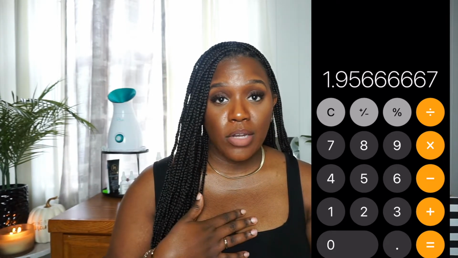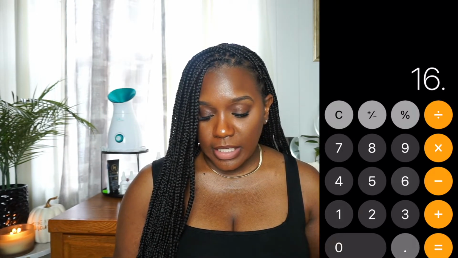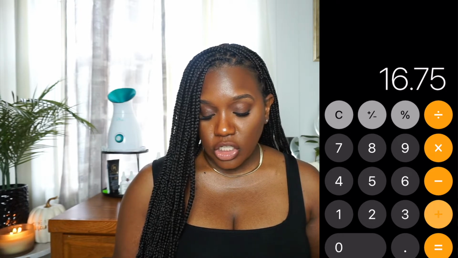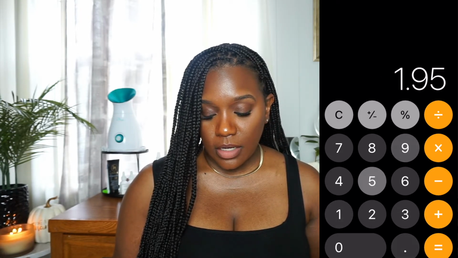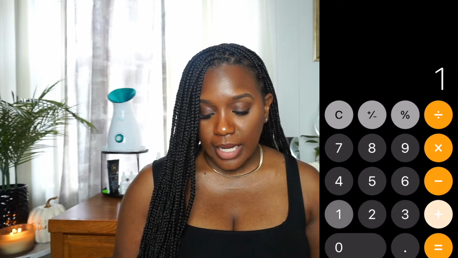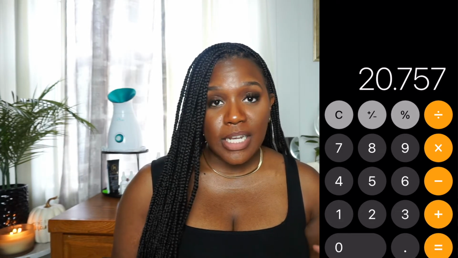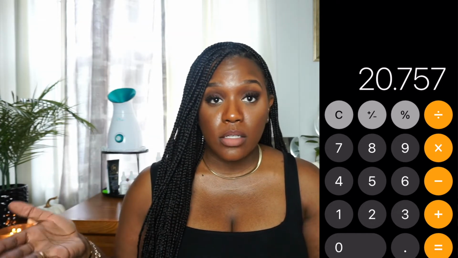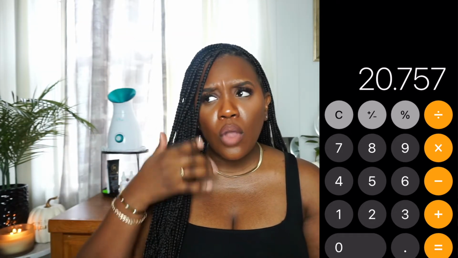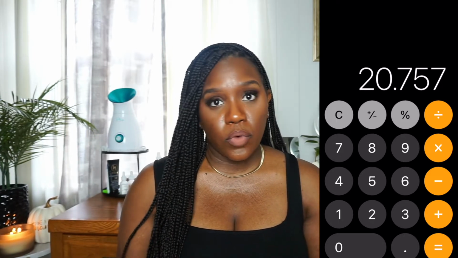I also like to calculate my taxes. I know that taxes in my county is 11%. Do the taxes according to your county, because you will have to pay those taxes, and you want to make sure that you have the funds from your items to be able to pay them. Taxes are always important. So our item is $16.75, we add in our shipping of $1.95, plus our taxes at 11%. That comes out to be $20.75. $20.75 is our cost, what we're paying for this shirt.